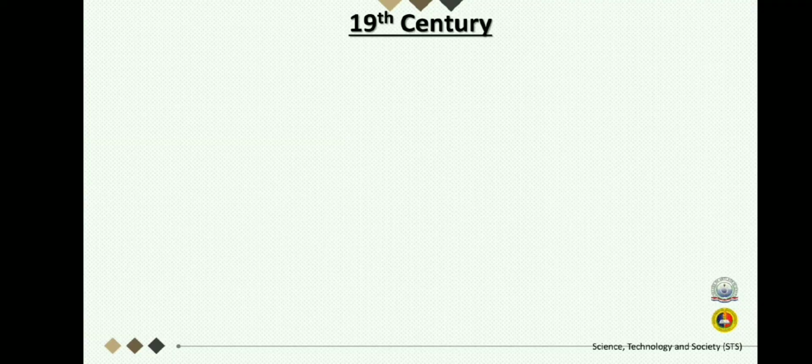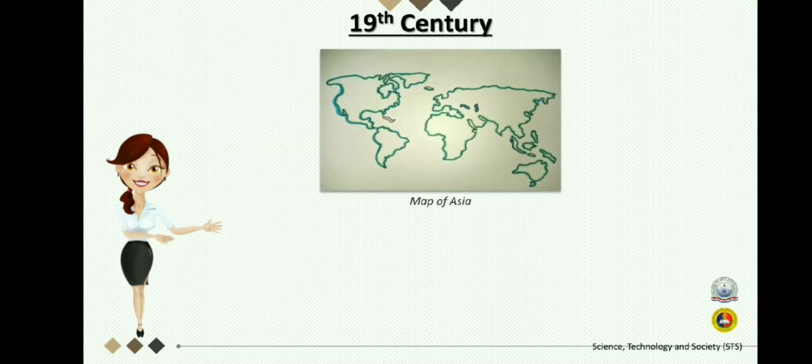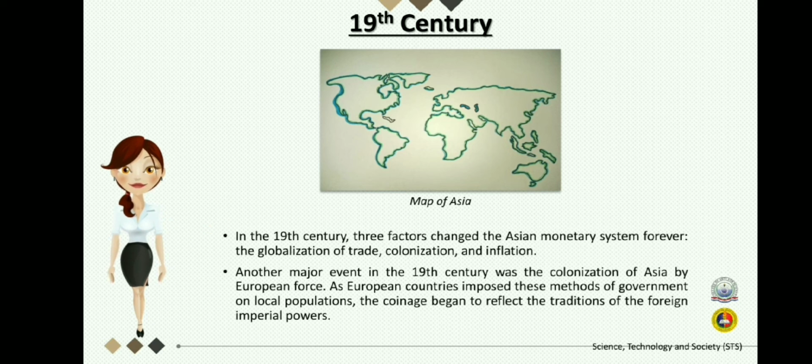19th century. This is the map of Asia. In the 19th century, three factors changed the Asian monetary system forever, and these are the globalization of trade, colonization, and inflation. Another major event in the 19th century was the colonization of Asia by European forces. As European countries imposed these methods of government on local populations, the coinage began to reflect the traditions of foreign imperial powers.